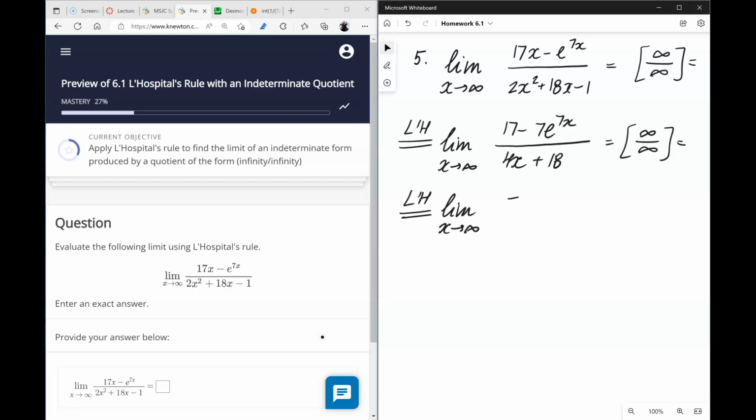In the numerator, we now have negative 49e to the 7x. In the denominator, we have 4. And at this point, it's not infinity over infinity anymore, because in the denominator, we just have number 4. So the final answer is just negative infinity.